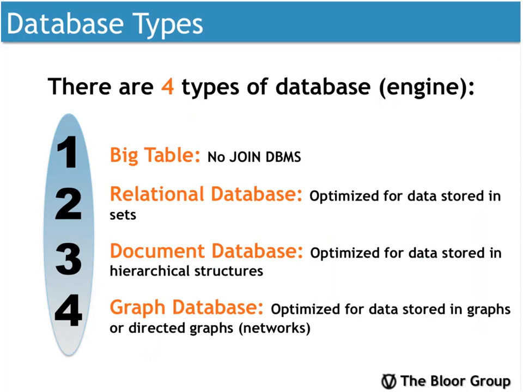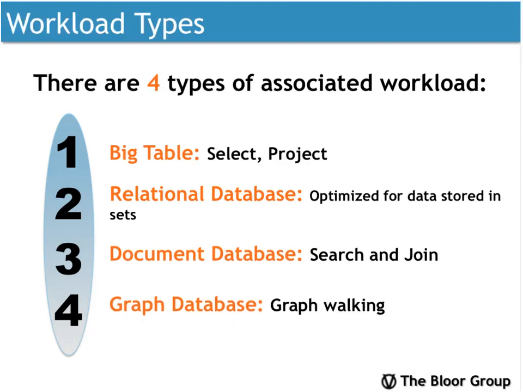So I'm maintaining there's 4 types of engine. There's the big table engine. It doesn't do joins. It doesn't care to do joins, but it processes vast numbers of records that are identical. There's a relational database. It's optimized for data stored in sets, and it does set processing. There's a document database, which is optimized for data stored in hierarchical structures. And there's a graph database, which is optimized for data stored in graphs or directed graphs, that's networks.